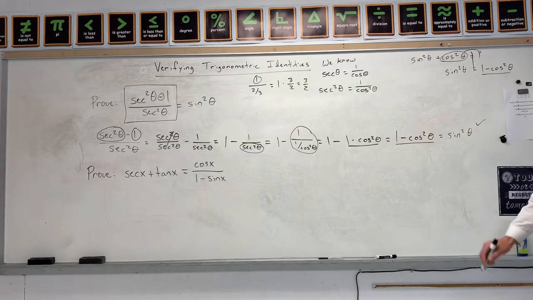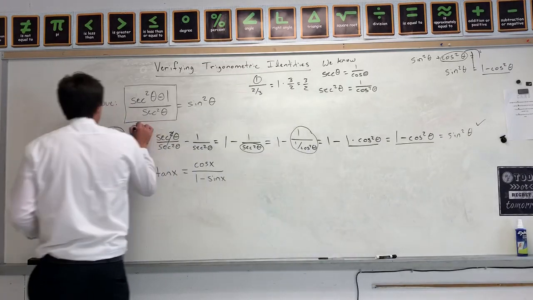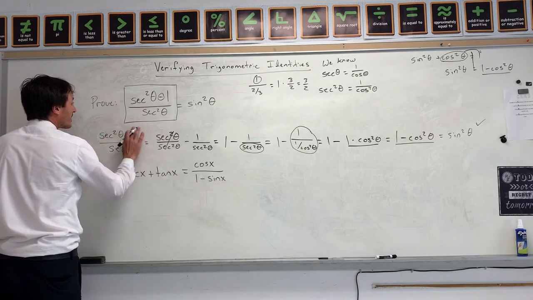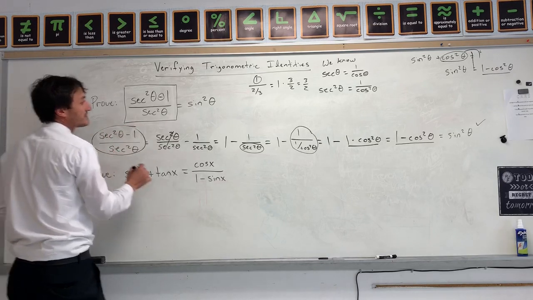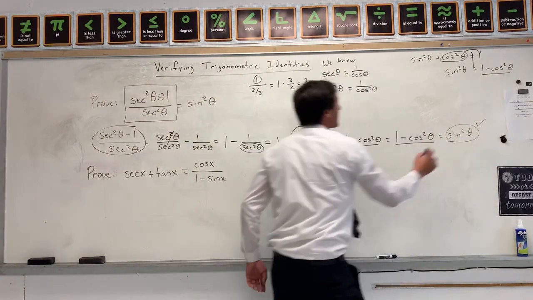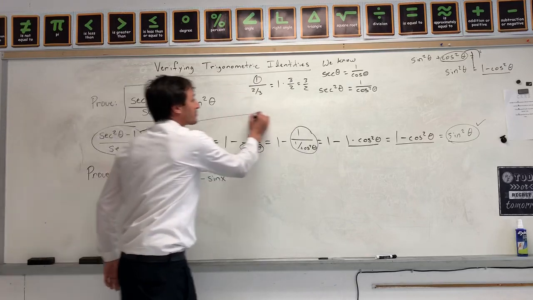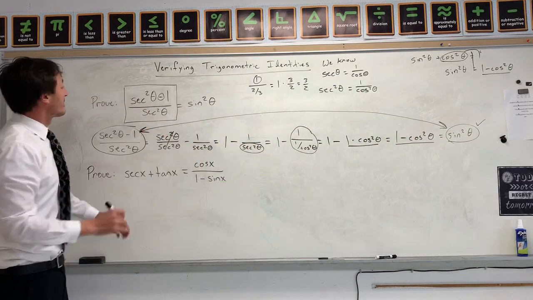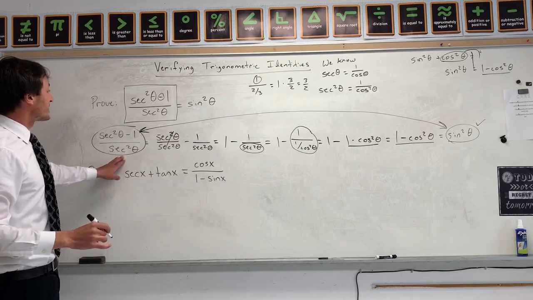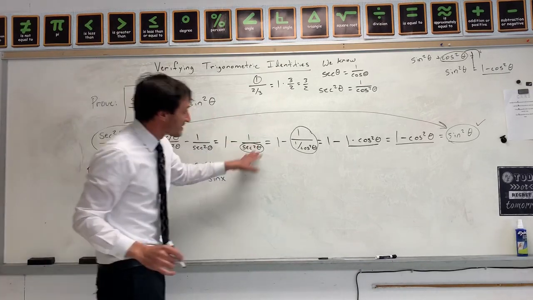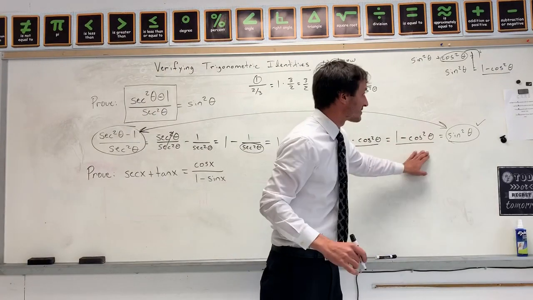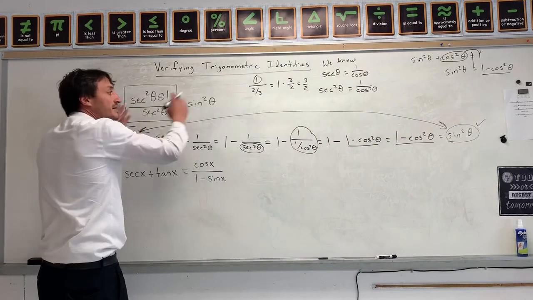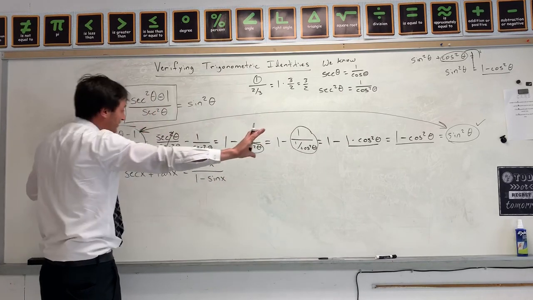So we have now shown, again, that the left side of this is equal to the right side through algebraic manipulation. Again, secant squared theta minus 1 over secant squared of theta is equal to this, which is equal to this, which is equal to this, which is equal to this, which is equal to the sine squared. Therefore, it must be the case that the left is the right. You have to follow this left-to-right format.